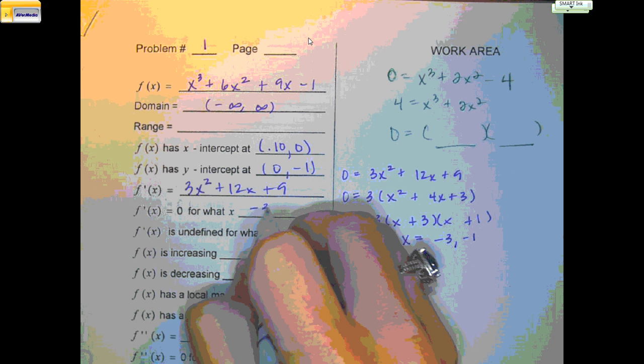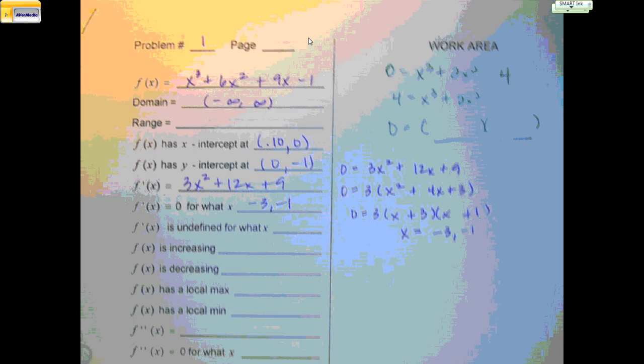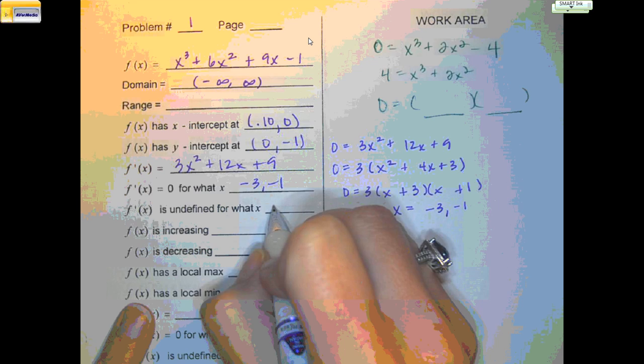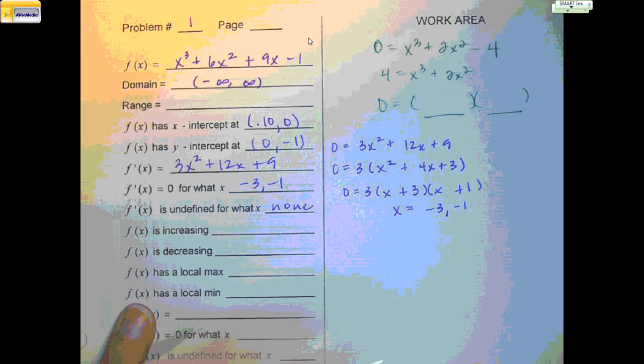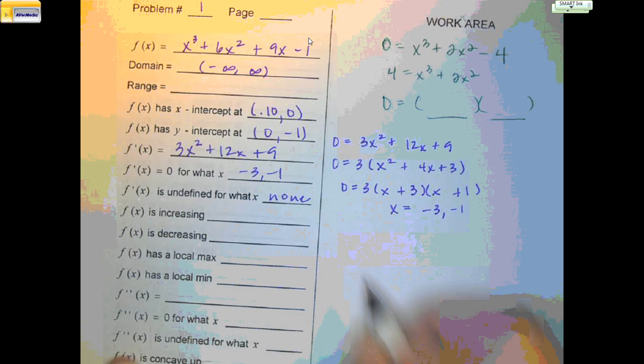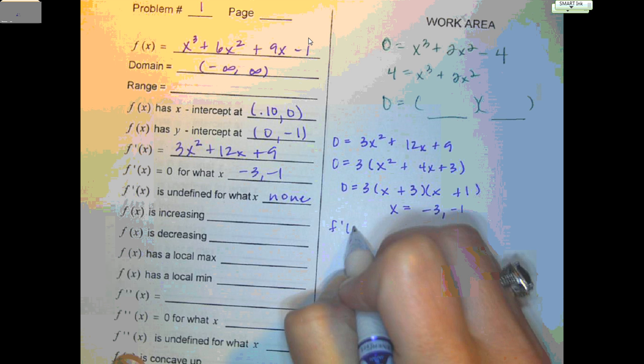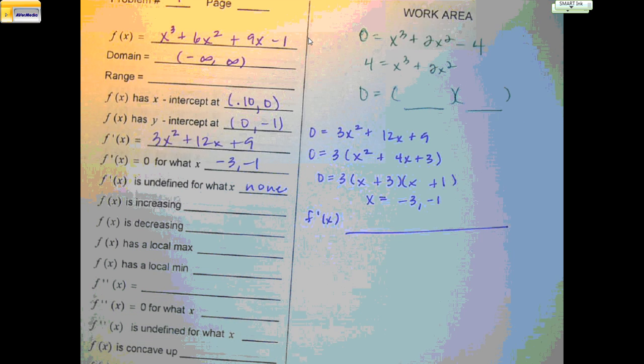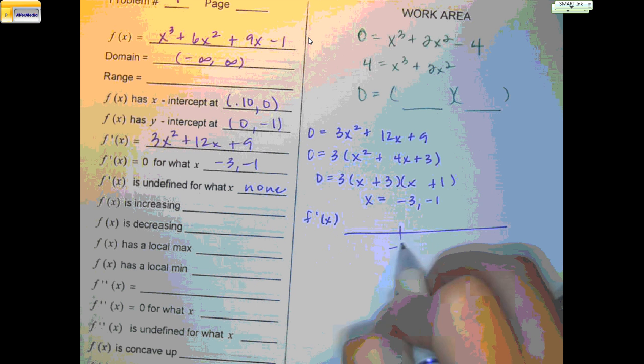It wants to know where the derivative is undefined. Is there anything that will make it undefined? Nope. So we say none. It wants to know where it's increasing and decreasing. That's talking about the first derivative number line. When I do the number line, what numbers go on here? -3, -1, because those are our critical numbers here, and that's it.